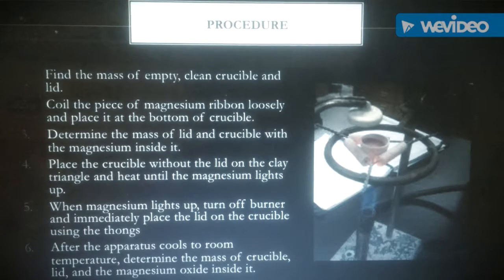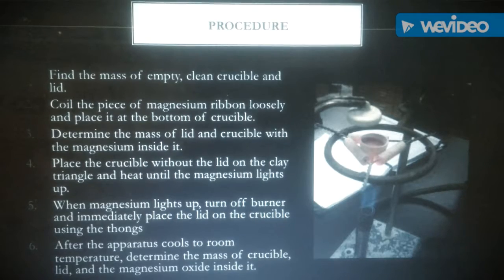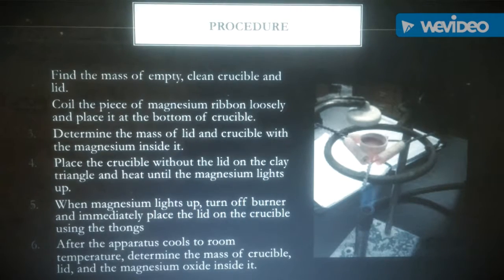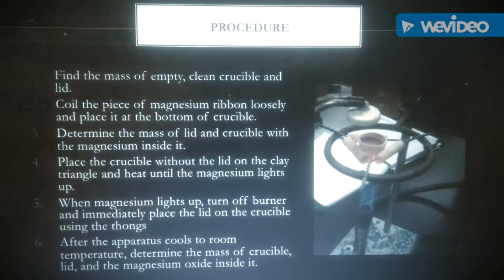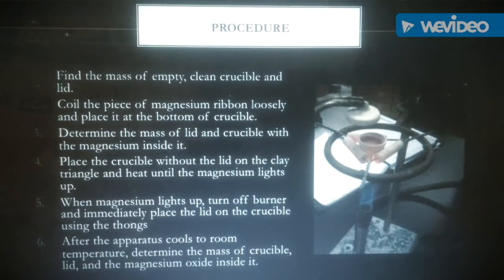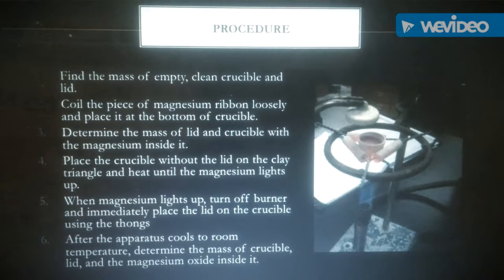Fifth, when the magnesium lights up, turn off the burner and immediately place the lid on the crucible using the tongs. After the apparatus cools to room temperature, determine the mass of the crucible, lid, and the magnesium oxide inside of it.